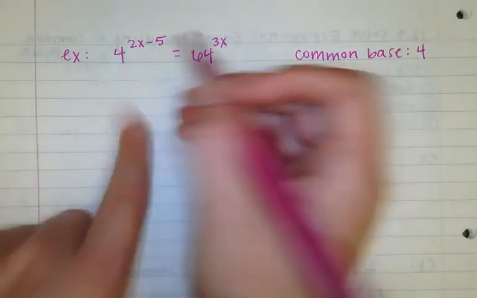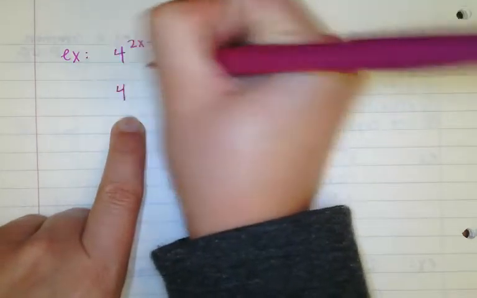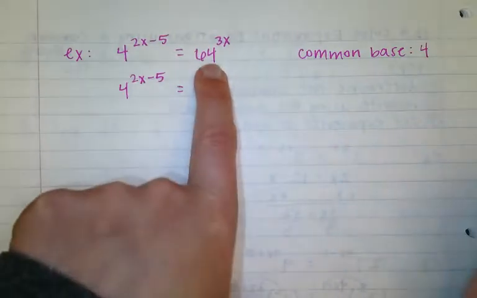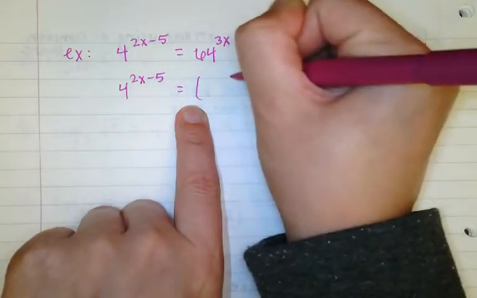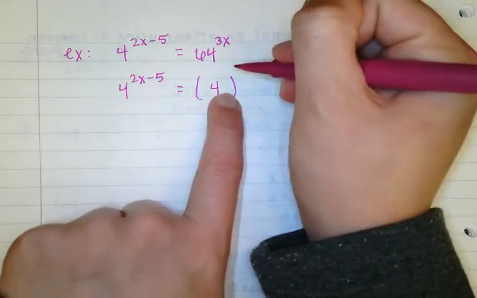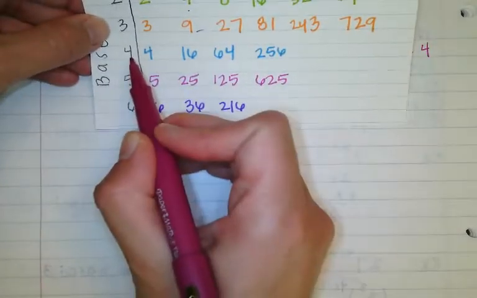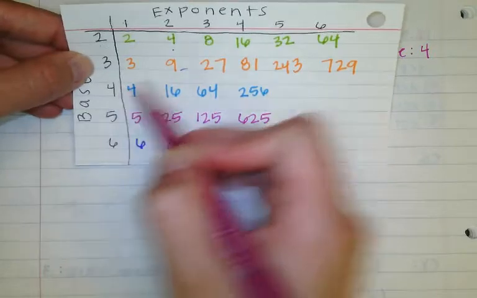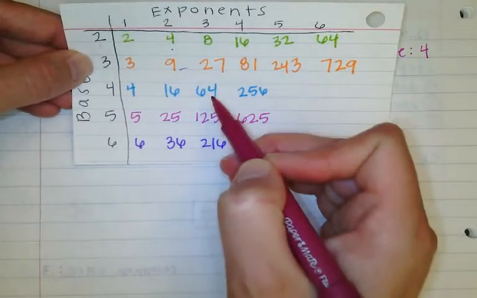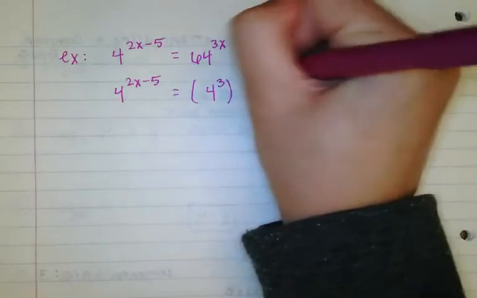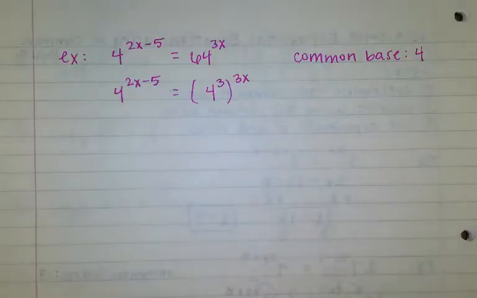So the left side already has a 4. That's awesome. I don't have to change it. Now on the right side, I need to rewrite this so that it's 4 to some power. It has to be the same as 64. So my handy dandy note card says 4 to the third power is 64. So I'm going to make that 4 to the third. And the 3x is still there.